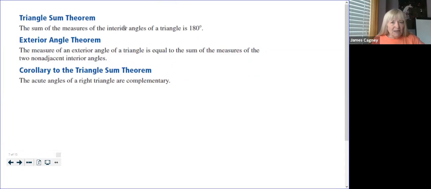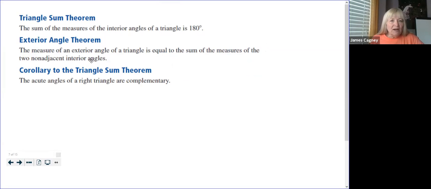So the sum of the measures of the interior angles of a triangle is 180 degrees. If you see a little m and they're talking about triangles or any kind of angles, that means the measure of the angle. So we talked about this: the sum of the angles of a triangle is 180 degrees.